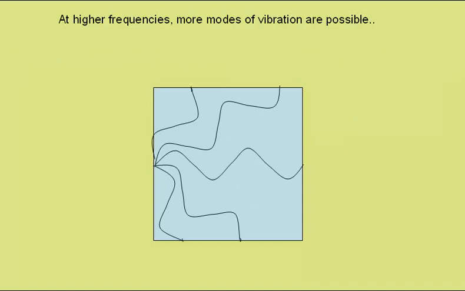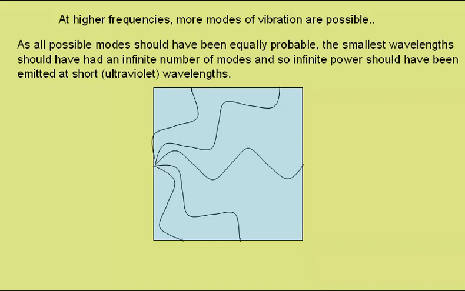At higher frequencies, with a shorter wavelength, more modes of vibration for a particular black body are possible. As all possible modes should have been equally probable, the smallest wavelengths should have had an infinite number of modes, and so an infinite amount of power should have been emitted at short or ultraviolet wavelengths. This is the ultraviolet catastrophe.